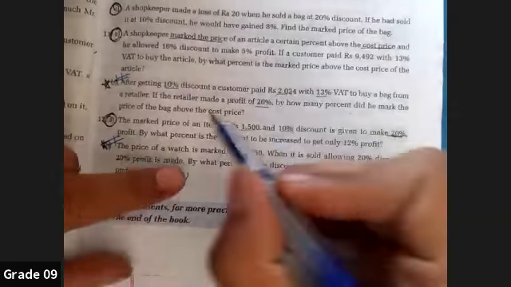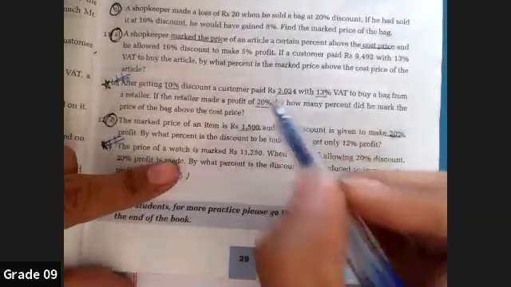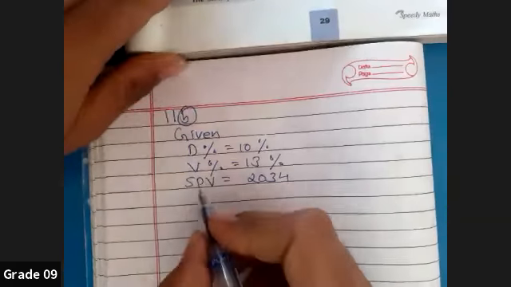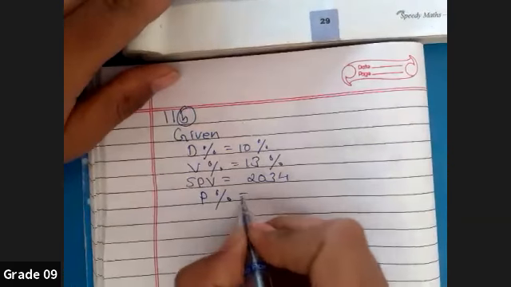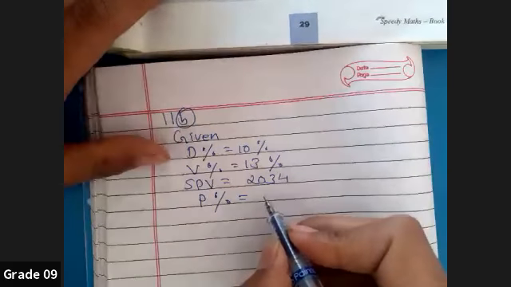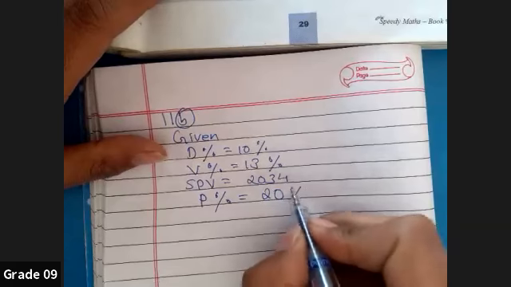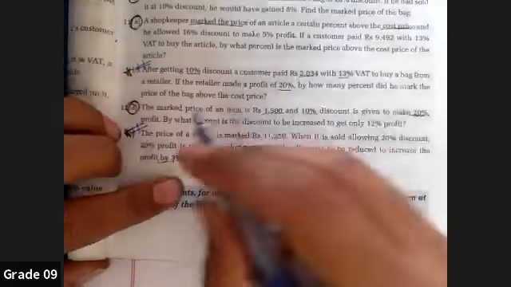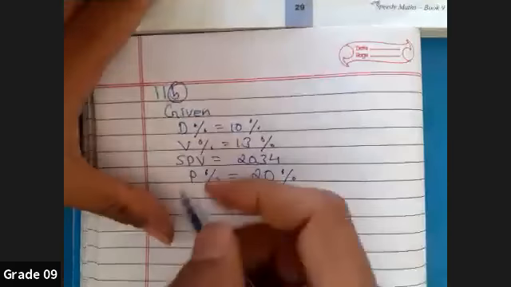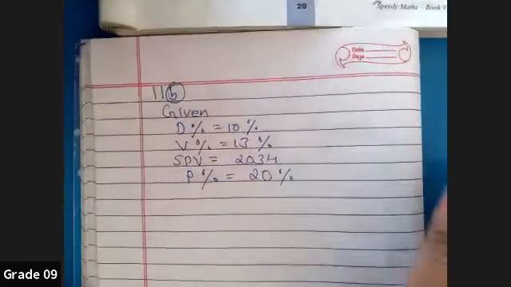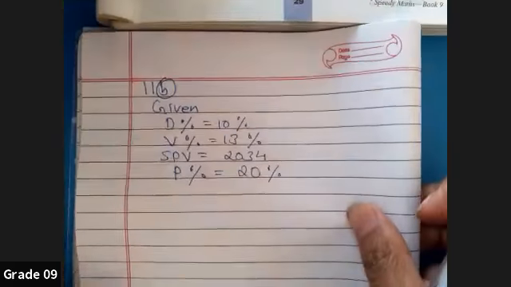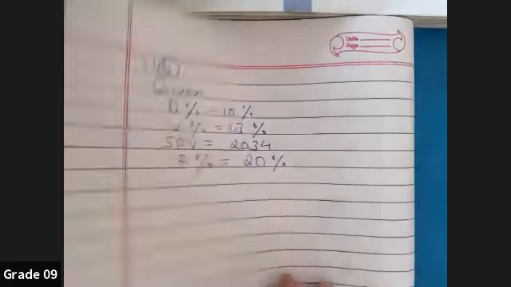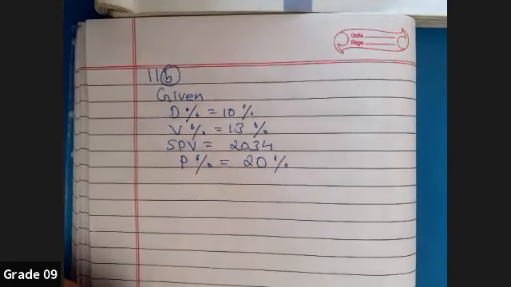And when I read further part of the question, again I can find there is a profit percent also, and that is 20%. And now let's read, by how many percent did he mark the price of the bag above the cost price? That means the question is actually asking how much. So I'm going to show you that chain.